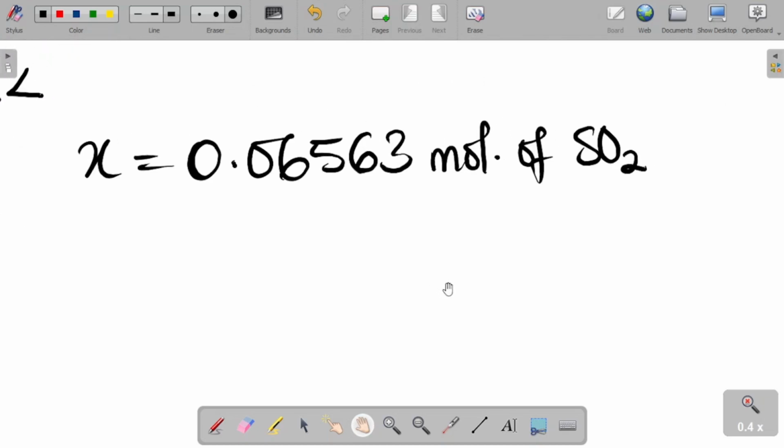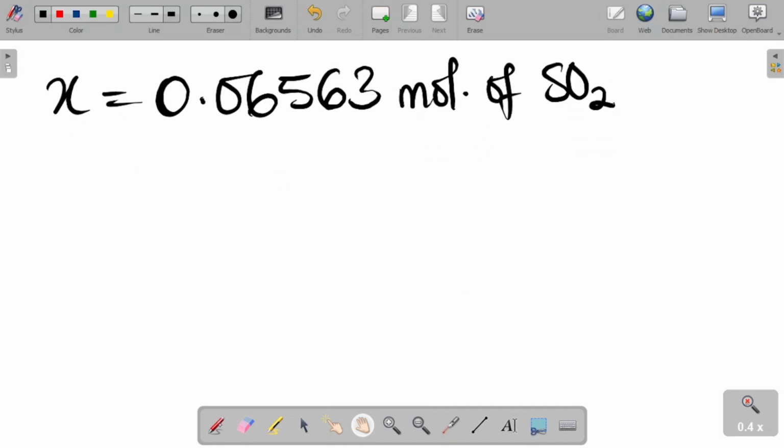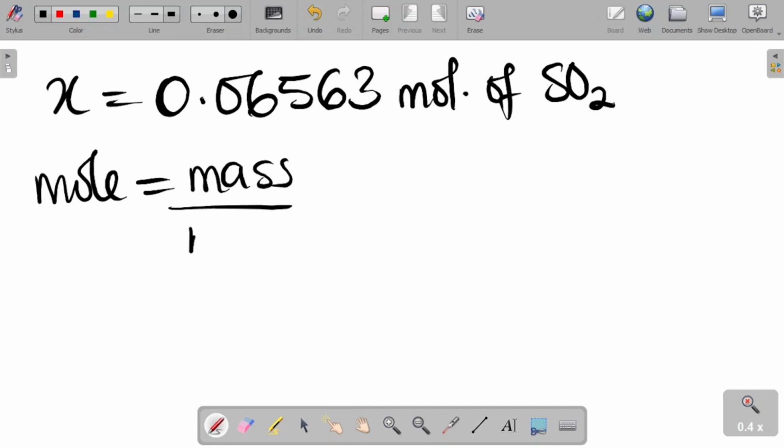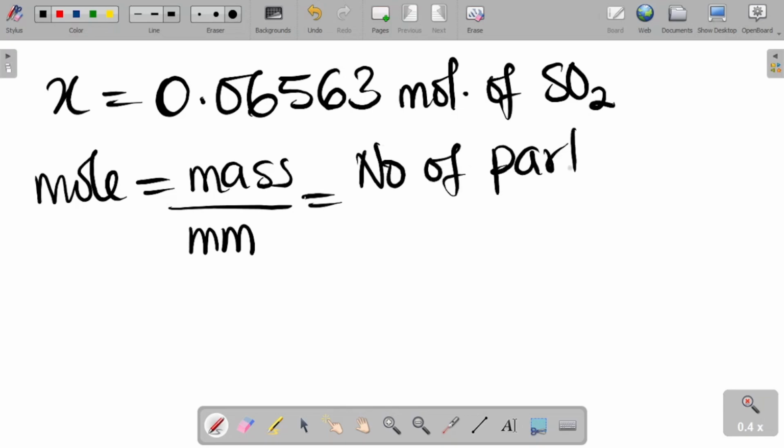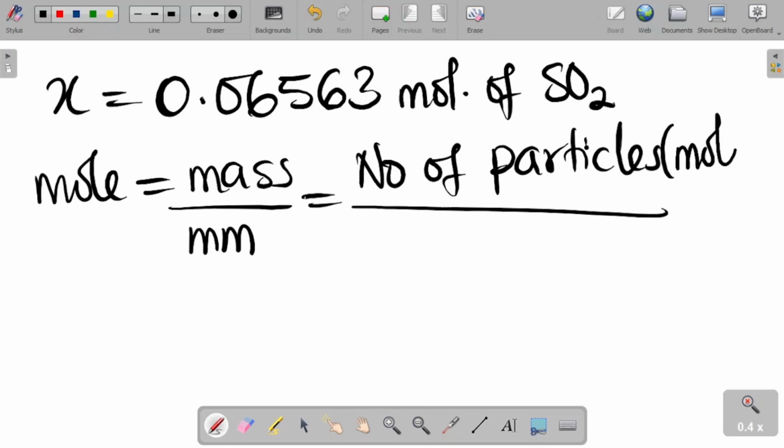Now, note that in the question, you're not asked to find the number of moles. No, you're asked to find the number of molecules. And what do we know? We know that mole is equal to mass over molar mass, but at the same time, it's also equal to number of particles over Avogadro's number. These particles could be molecules. So when they say find the number of molecules, in this case, the number of particles becomes molecules. That's how this is done, right?